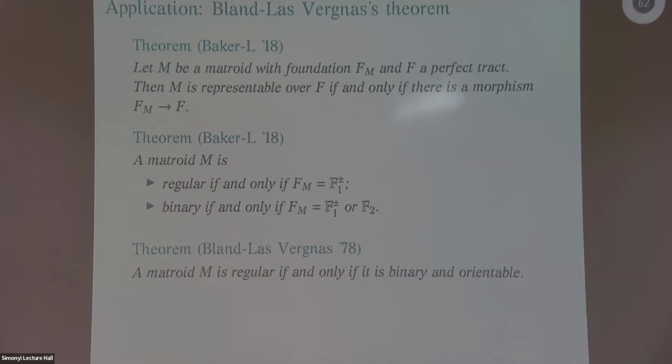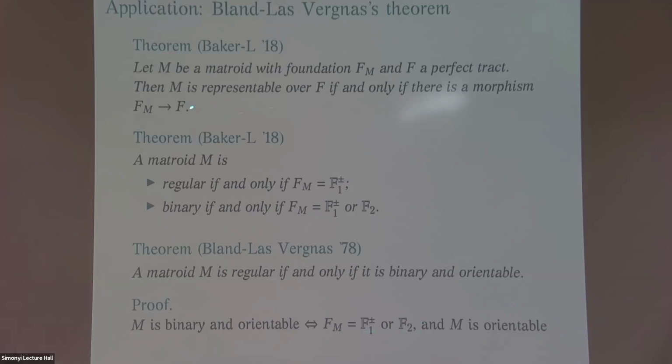Okay, let me get to the grand conclusion of this talk. A matroid is regular if and only if it's binary and orientable, and we can prove this from a statement in this slide. So it's binary and orientable if and only if the foundation is F1 plus minus or F2, and it's orientable.